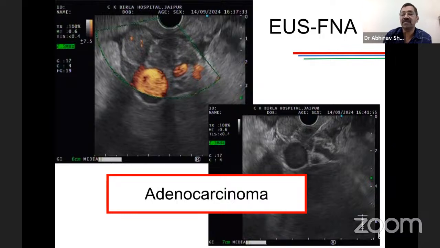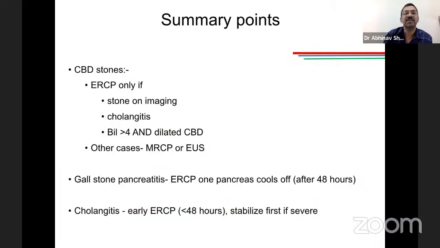So probably this is a case of cholangiocarcinoma with CBD stone, and we should not miss these cases, and we should not sit quietly after removing the stone. Index of suspicion should be high. So these are my summary points.